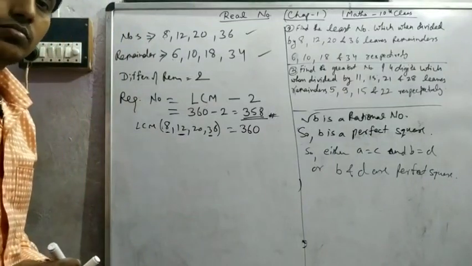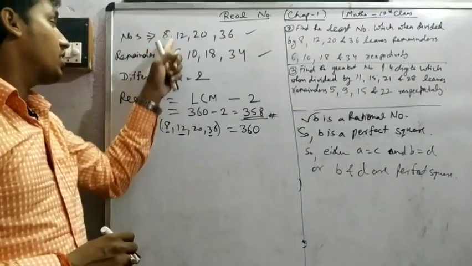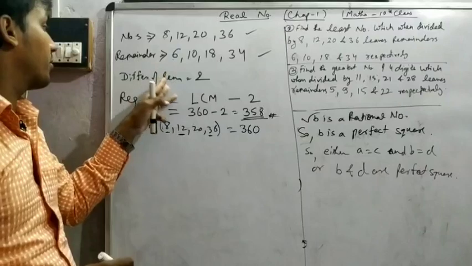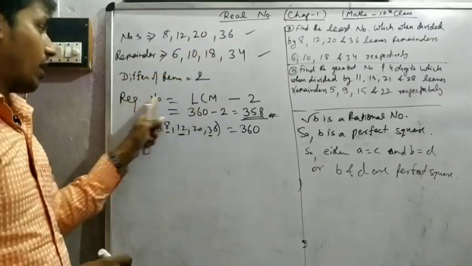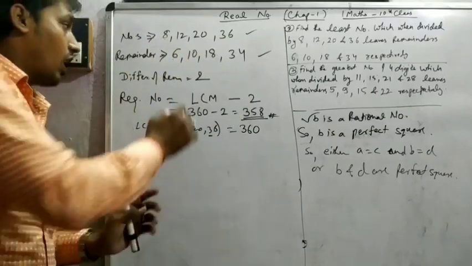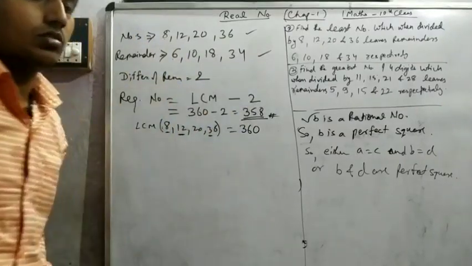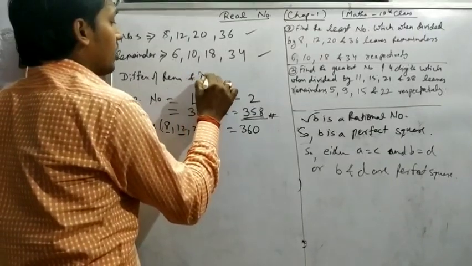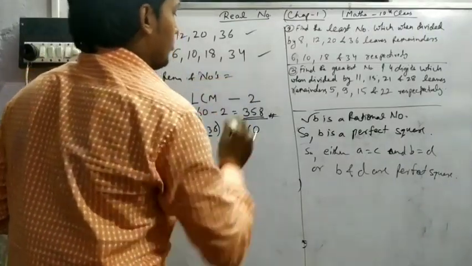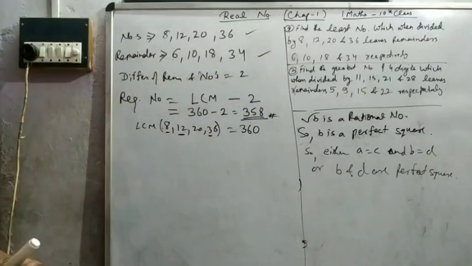Okay. If the difference of the remainders and the numbers is the same, you can use: required number equals LCM minus the difference of remainder and numbers.